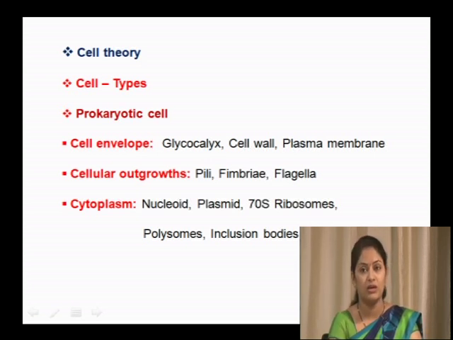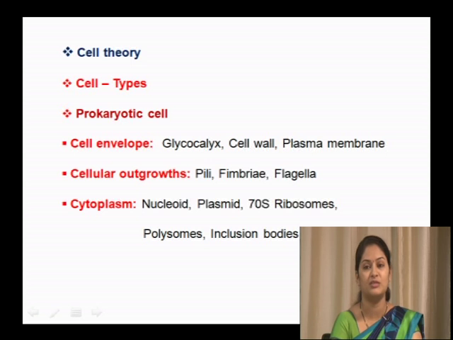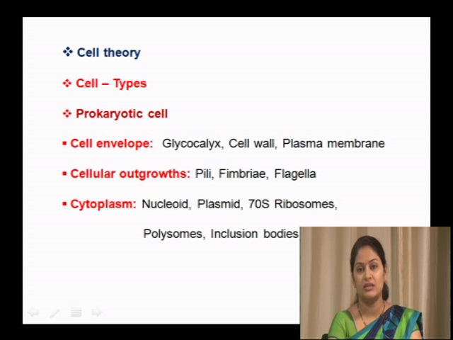Prokaryotic cell has the following structural components: cell envelope, cellular outgrowths, and cytoplasm. Cell envelope is made up of three layers: glycocalyx, cell wall, and plasma membrane. Glycocalyx contains slime layer as well as capsule. Cell wall is a layer made up of murein or peptidoglycan, and based on the chemical composition it can be classified into gram positive and gram negative. The third component is plasma membrane, which shows inward foldings called mesosomes.